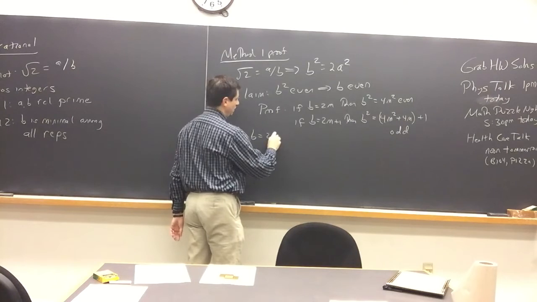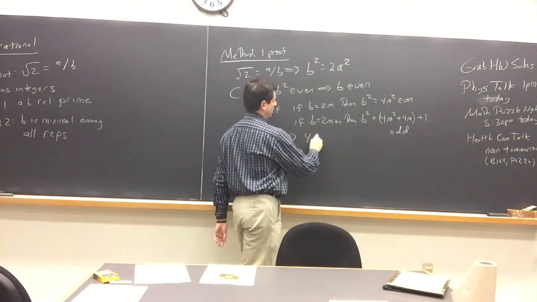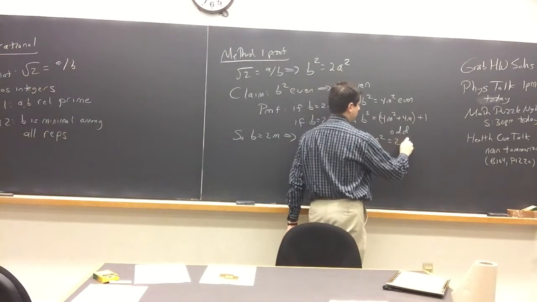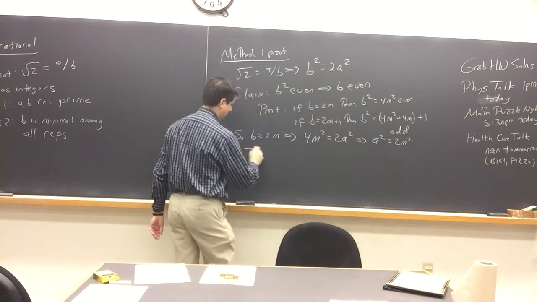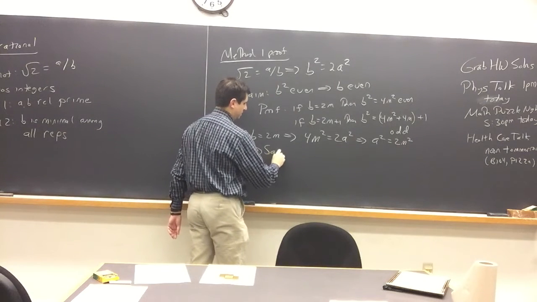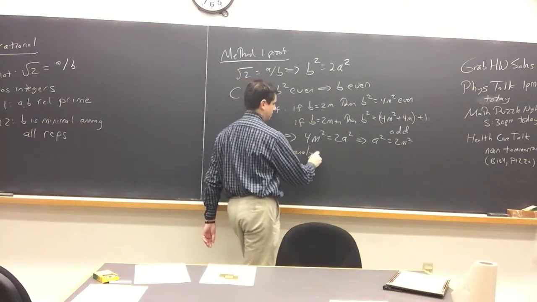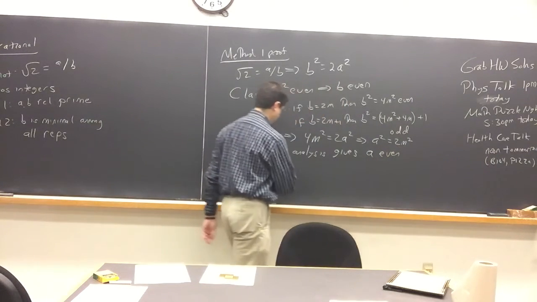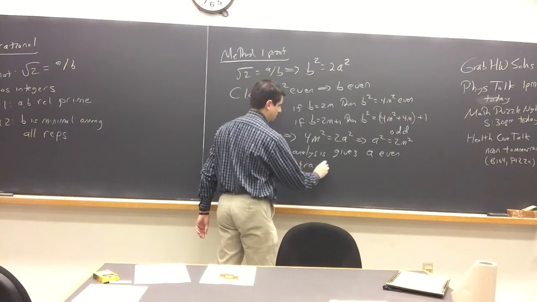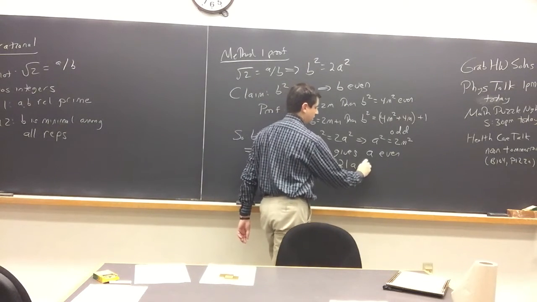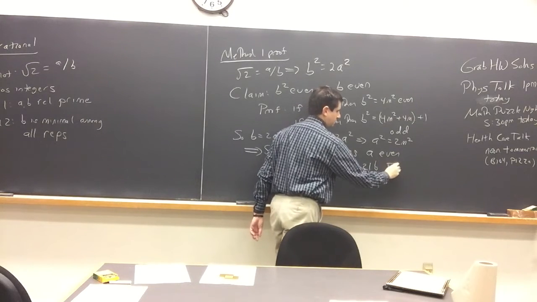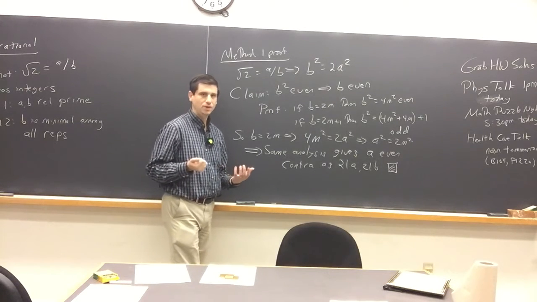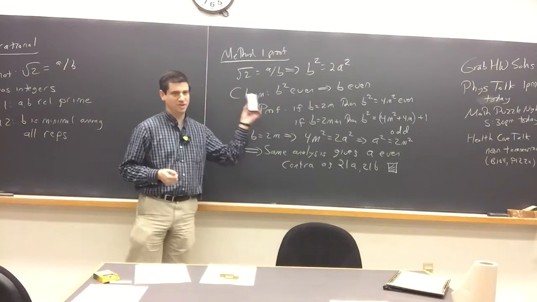So we can write b as 2m, therefore 4m squared equals 2a squared, therefore a squared equals 2m squared. Therefore, same analysis gives a even, contradiction as 2 divides a and 2 divides b. So this is the standard proof. Okay. Has everyone seen this proof before at some point in your life?